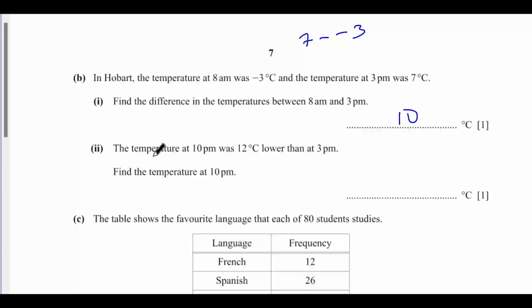Roman figure 2, the temperature at 10 p.m. was 12 degrees Celsius lower than at 3 p.m. So don't forget that at 3 p.m. it is 7, right?